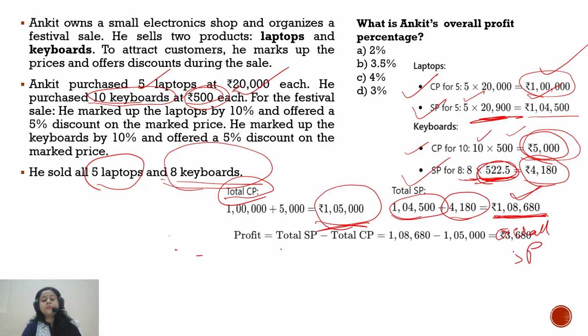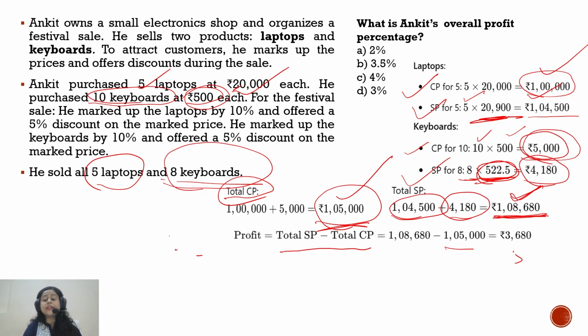As I mentioned, profit is total selling price minus total cost price, which is nothing but this amount 1,08,680 minus this cost price 1,05,000, which will give you 3,680. So that is the profit amount.